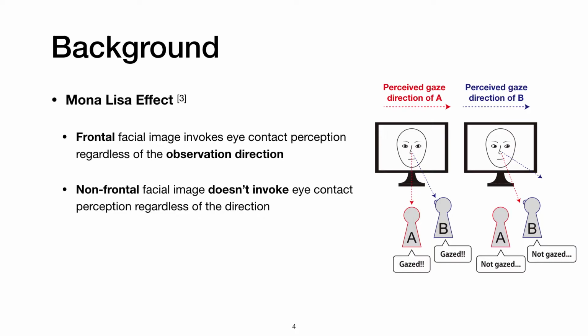The Mona Lisa effect means that the frontal facial image shown on the left side of the figure invokes eye contact perception from any angle, regardless of the observation direction. Both A and B feel the gaze. Meanwhile, a non-frontal facial image doesn't invoke eye contact perception from any angle, such as A and B, who both don't feel the gaze.